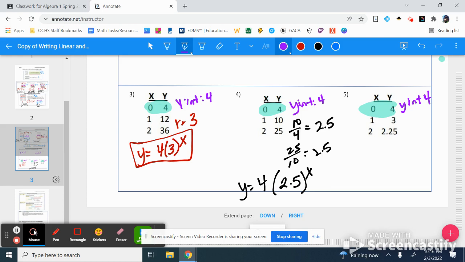Now again, this one's not quite as easy to determine as it was in number 3. So I want to go in and check my values. I'm going to take a2, which in this case was 3, and divide it by a1, which was 4. When I divide that, I get 0.75. Then I want to take a3, which in this case is 2.25, and divide it by a2, which is 3. When I do that, I get 0.75. So now I can write my formula. My y-intercept is 4. I'm multiplying everything by 0.75, and that must be raised to the x power.